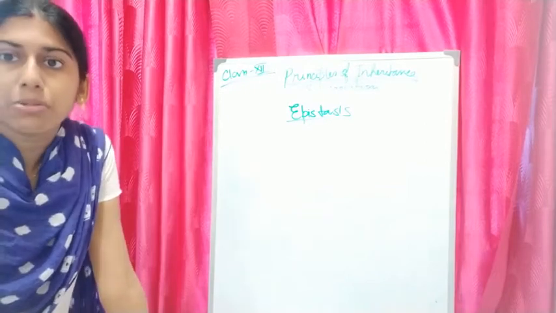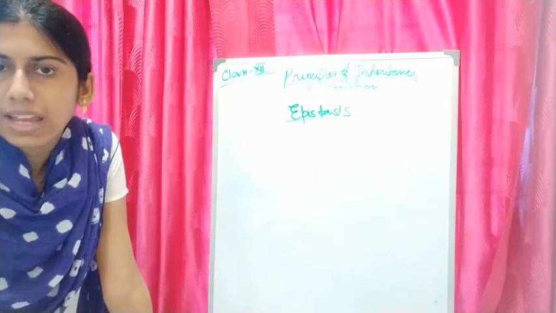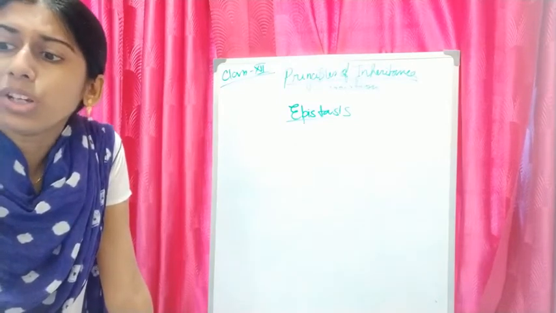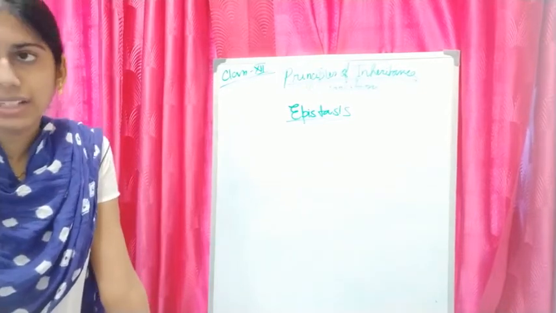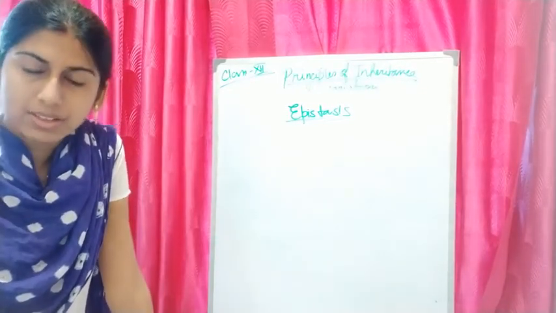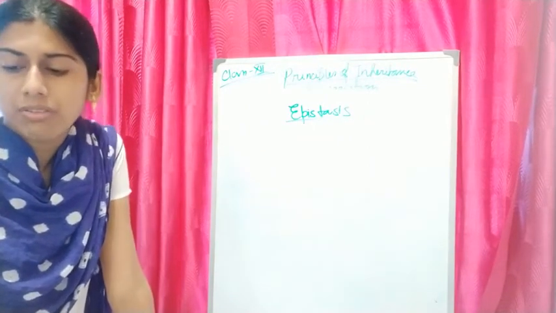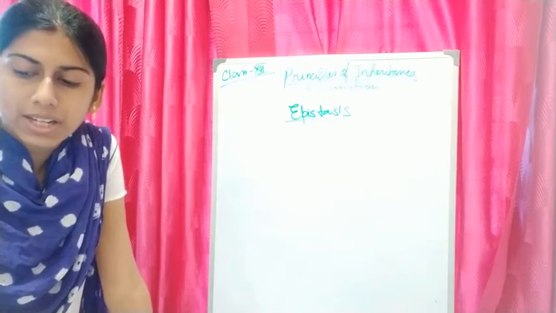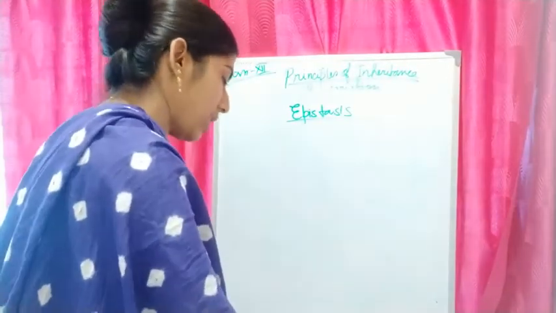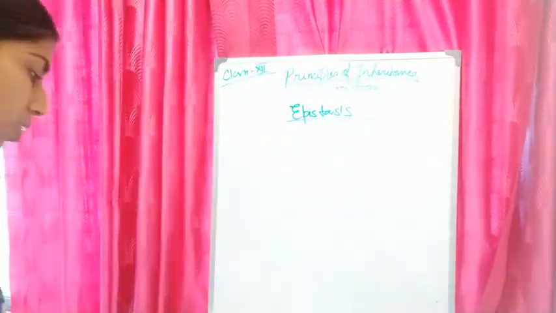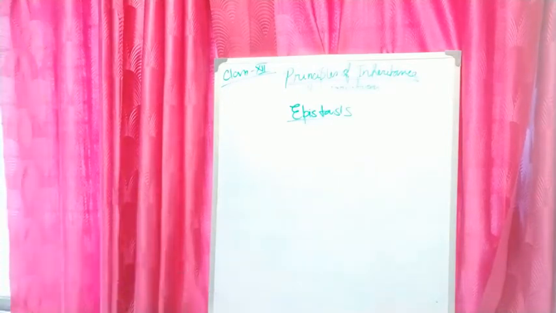I am repeating, what is epistasis? Epistasis is a type of interaction between two different genes controlling a single character in which one gene masks the effect of the other. The gene which masks the effect of the other gene is called the epistatic gene, and the gene whose effect is masked is called the hypostatic gene. Okay, so these are the different deviations of Mendelism.